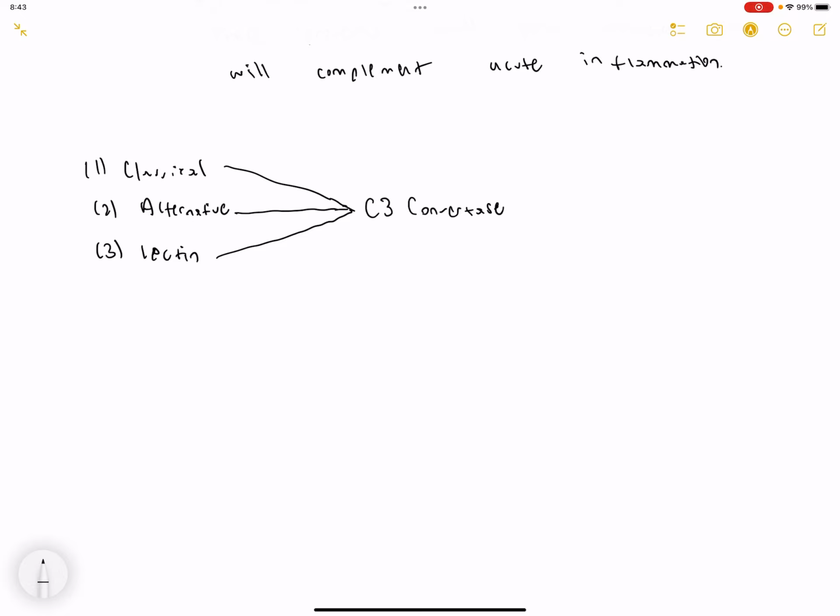The general flow of the complement system is going to be from the start of one of these pathways, the classical, alternative, and the lectin pathway, and then the formation of C3 convertase, and then the formation of C5 convertase, and then finally we have the formation of membrane attack complex, which is going to be crucial for the lysis of encapsulated bacteria.